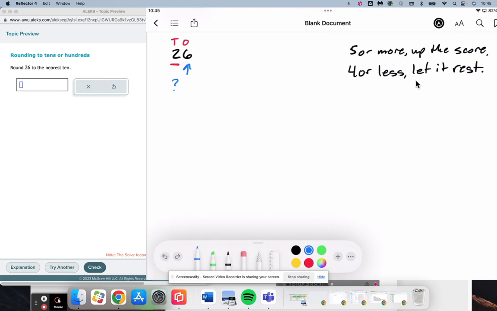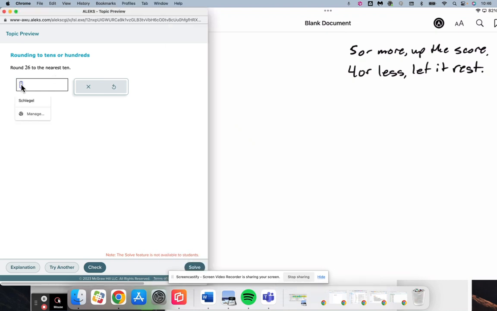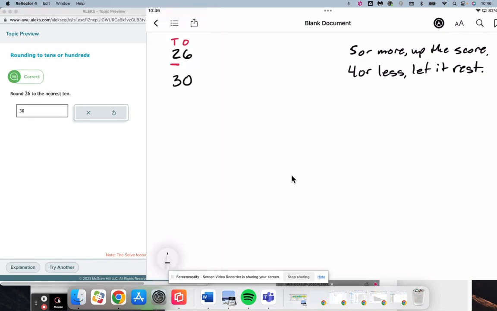And the answer is yes, 6 is 5 or more. 6 is more than 5. So we need to increase the value of the 2 to be a 3. So 26 rounded to the nearest tens place is going to be 30. We'll check. And it says I'm correct.